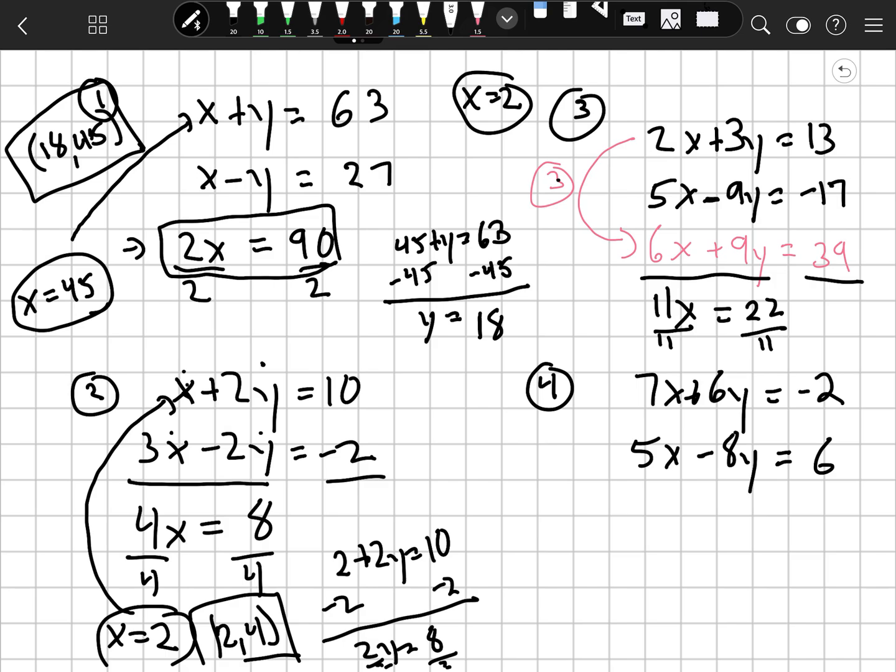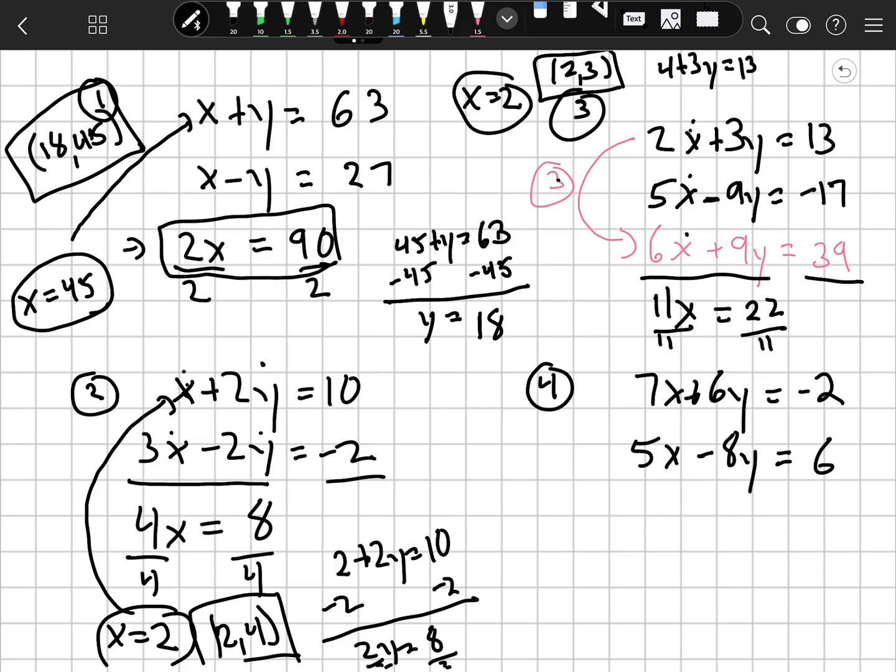Okay, once we know x is 2, we can plug in x to any of these 3 equations. Doesn't matter which. And we should get a solution. So let's just go for the top one. 2 times 2, that's 4, plus 3y equals 13. Subtract 4 from both sides, you get 9, and then divide by 3, you get 3. So 2 comma 3 is the solution.